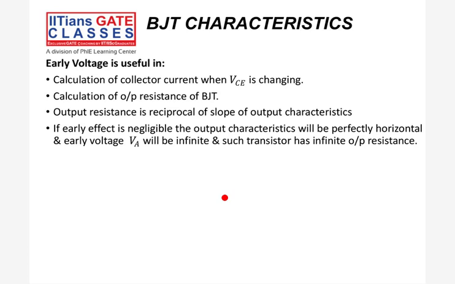With this early voltage, we can also write that the output resistance is the reciprocal of the slope of the output characteristic. So R naught is 1 by slope, and that is equal to (VCE2 plus VA) divided by IC2. These are the important things. Other things you have no need to remember, only this.